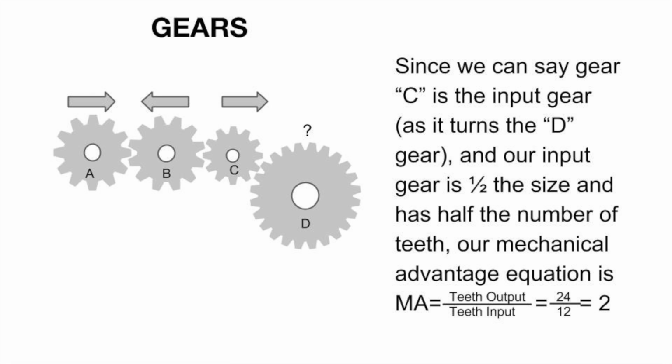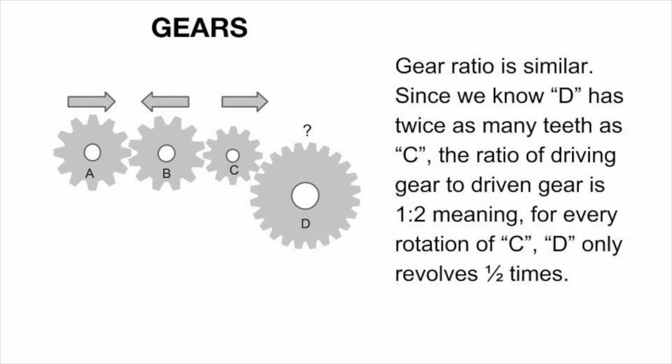There are two questions related to this image, so let's take them one at a time. First, mechanical advantage. Since we can say gear C is the input gear as it turns the D gear, and our input gear is 1/2 the size and has half the number of teeth, our mechanical advantage equation is as follows. Mechanical advantage is equal to the teeth of the output gear over the teeth of the input gear. In this case, it's 24/12, which means we have a mechanical advantage of 2.